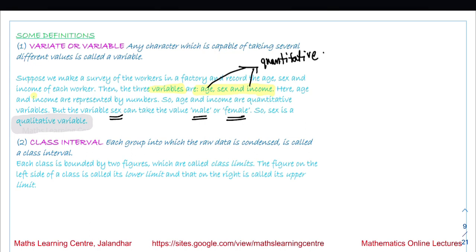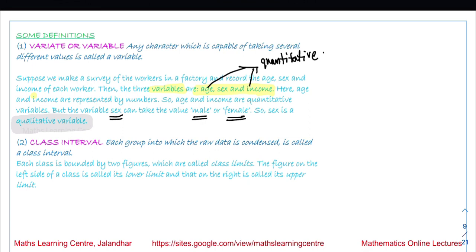Next is class interval. Class interval means each group into which the raw data is condensed is called a class interval. In the previous questions also we have seen how the class intervals are formed. We were given that the marks of the students are from 0 to 50. So the intervals we have made are 0 to 10, 10 to 20, 20 to 30, 30 to 40, 40 to 50. We can also make the intervals in the form 0 to 5, 5 to 10, 10 to 20. It depends upon what kind of data interpretation or results we need. Based on that we can make the class intervals.